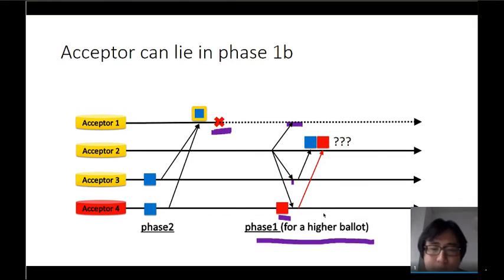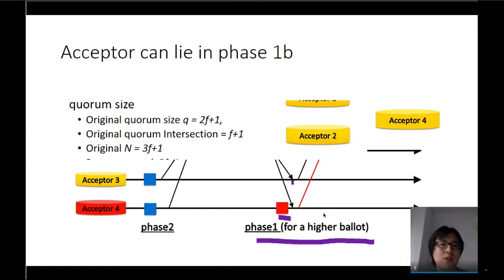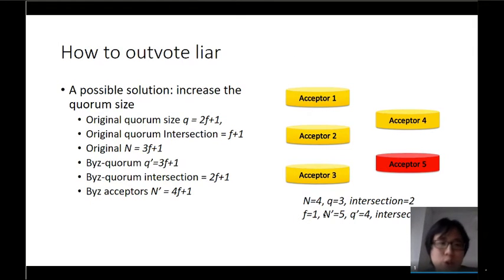Any questions on this? Okay. So here comes the solution to this problem. We got stuck because there is one genuine reply, there is a fake reply, and we cannot tell. Now, if we have 2 genuine replies, let's outvote the liar. Let's have more real acceptors in any case in replies than fake acceptors. So we can always tell the lie. So in that case, we can proceed even with the liar existing.